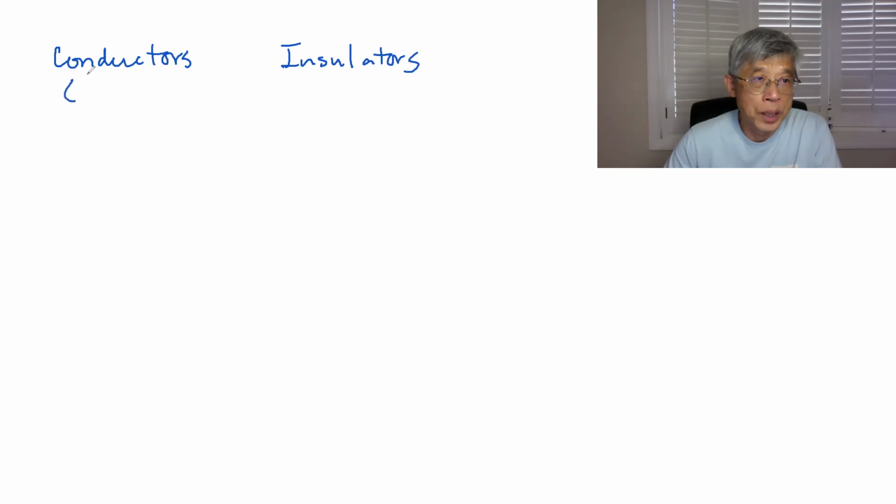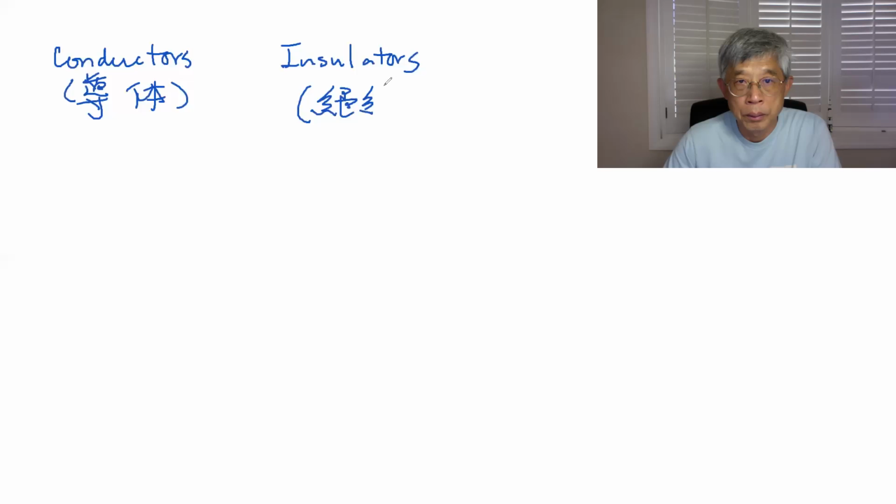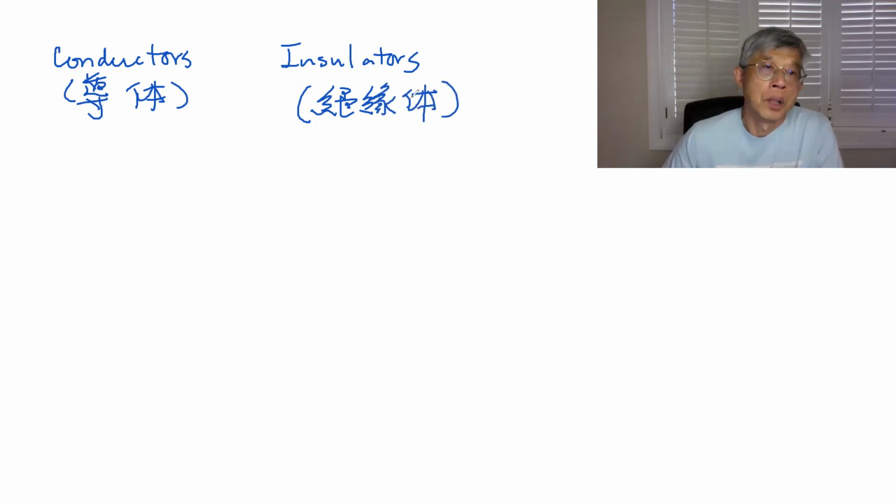Hello. So we're going to talk about conductors and insulators. Conductor in Chinese is called 导体, and insulator is called 绝缘体. So we're going to talk about this too.